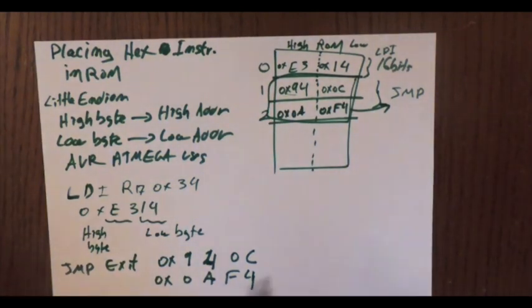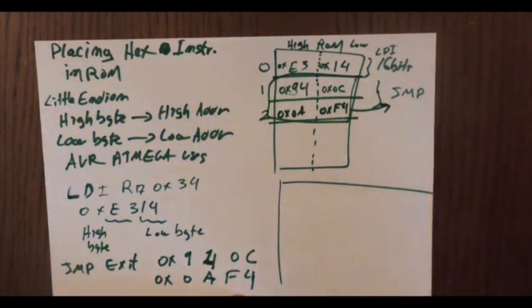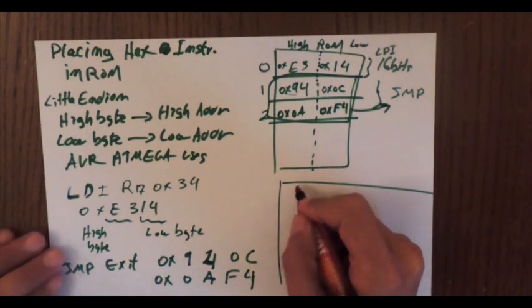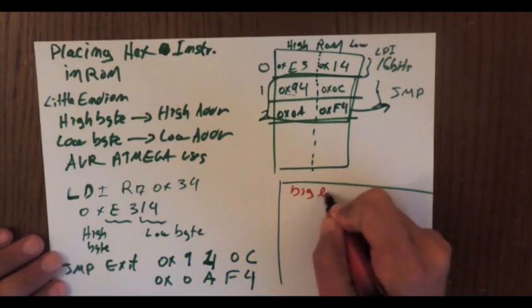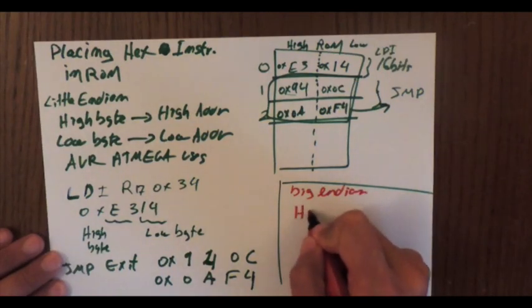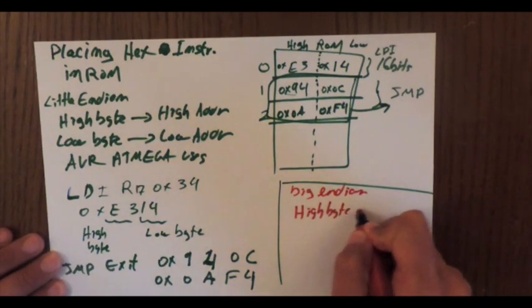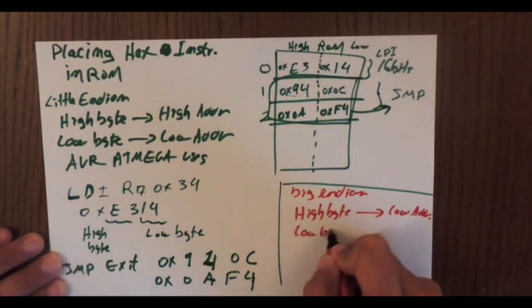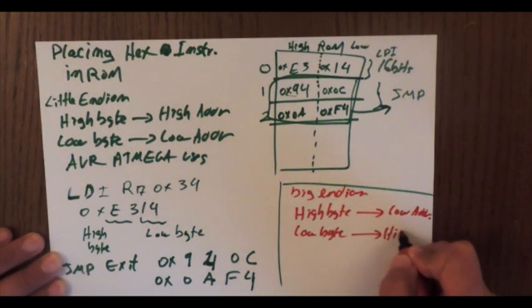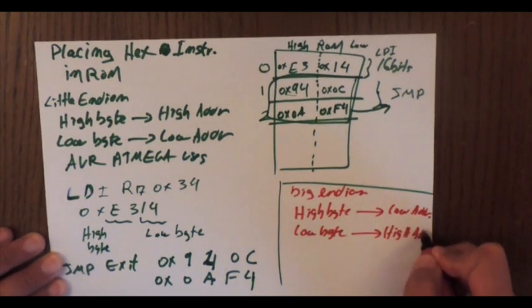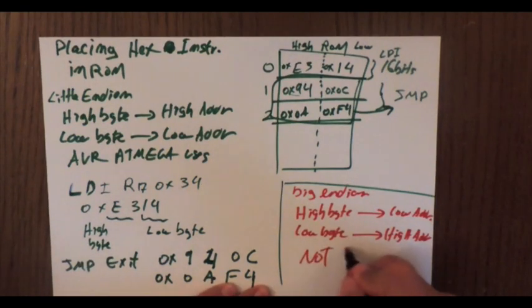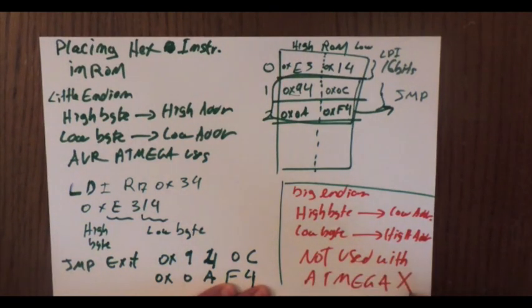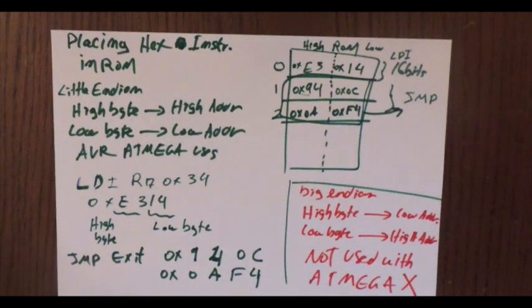The other way that we're not going to use is big endian. So big endian is as follows. The high byte will have the low address, and the low byte will have the high address. It's not used with ATmega. So we're not going to go into details about this.